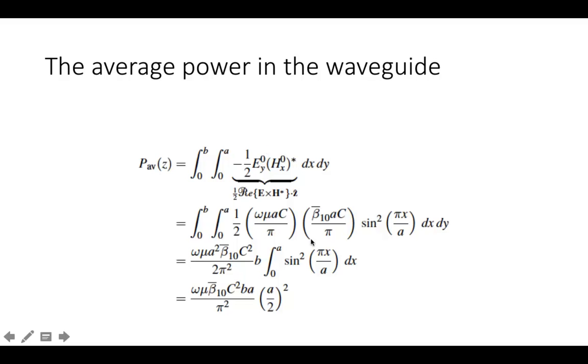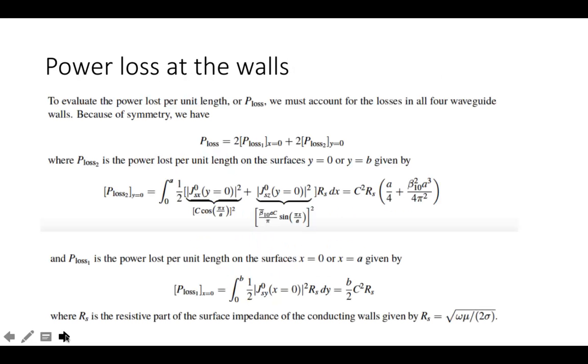So what we get is the following integral, and so we pull out all these constants, and we're actually integrating over sine squared. When we do that, we get a squared over 2 by making the 1/2 minus 1/2 sine 2 theta substitution. So you can see the result for the average power in the waveguide.